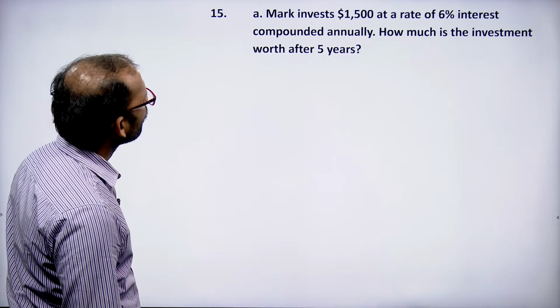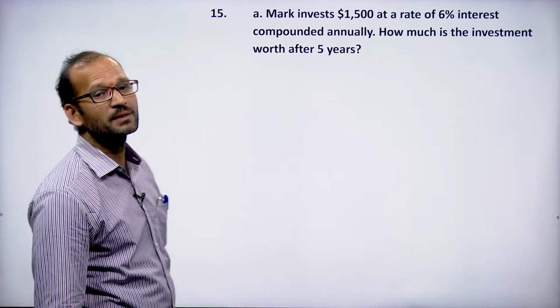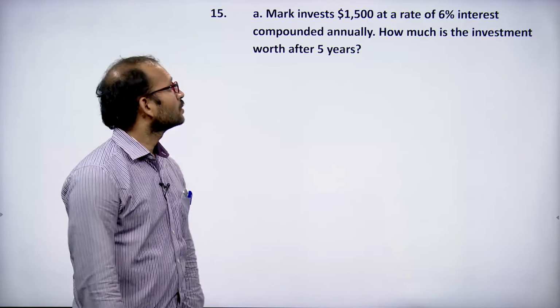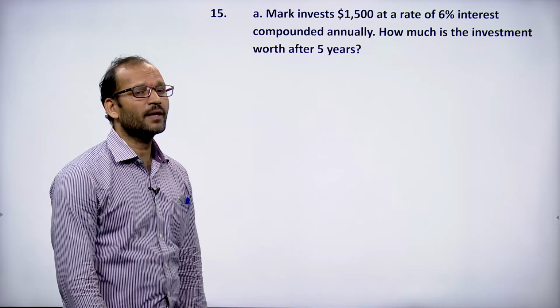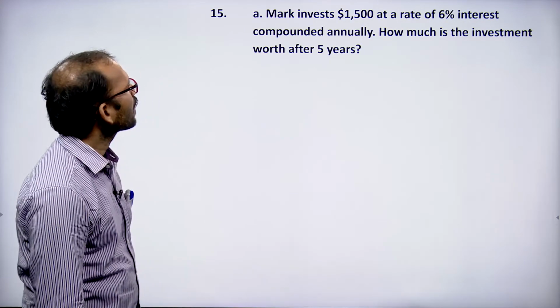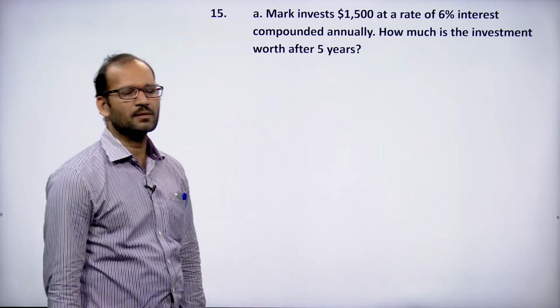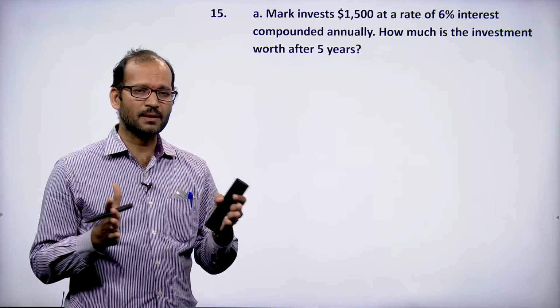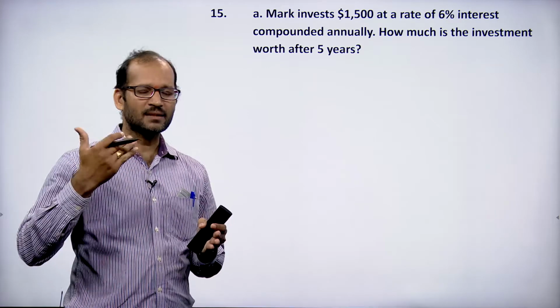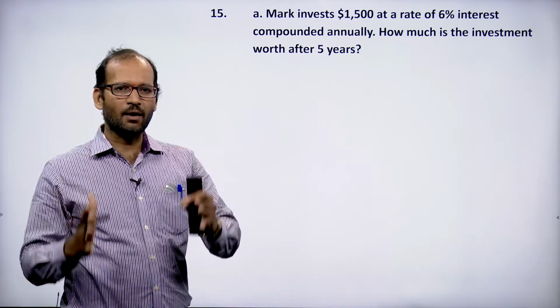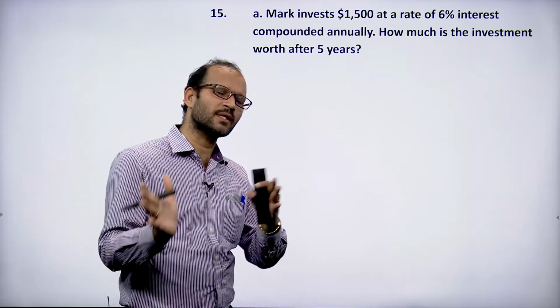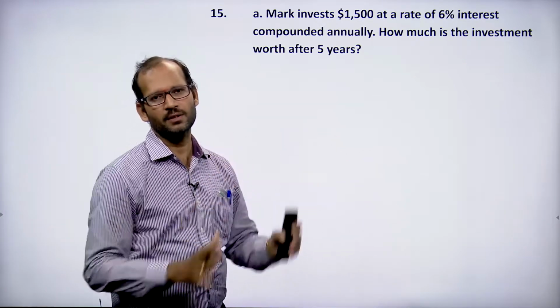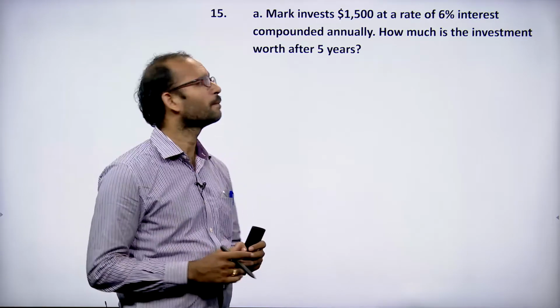Mark invests $1,500 at a rate of 6% interest. So Mark is investing $1,500 at a 6% rate of interest, compounded annually. On $1,500 they will give 6%, that interest is added to the $1,500, and again on that they will give another 6% for the next year. So every year this will continue, this is what is called compounded annually.